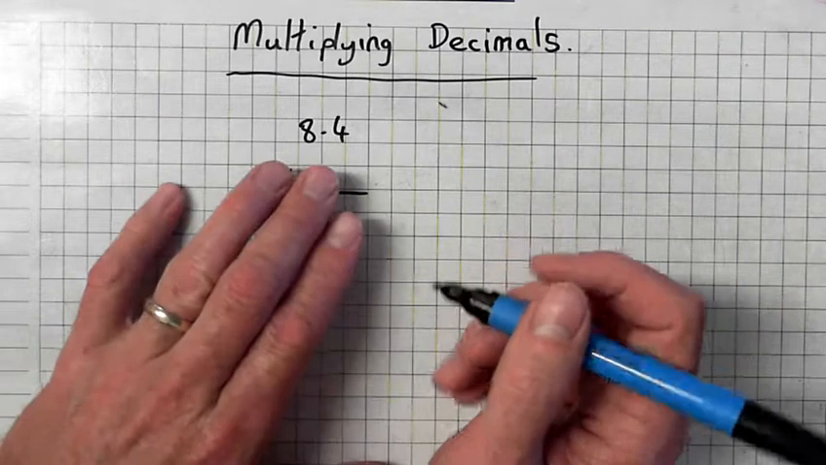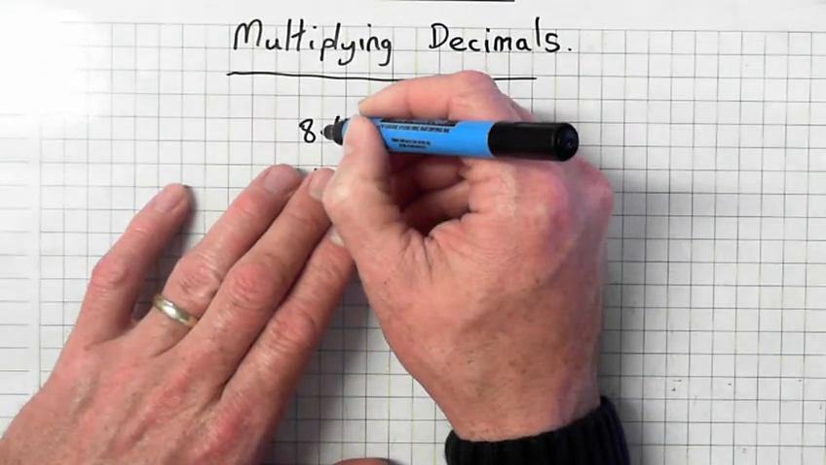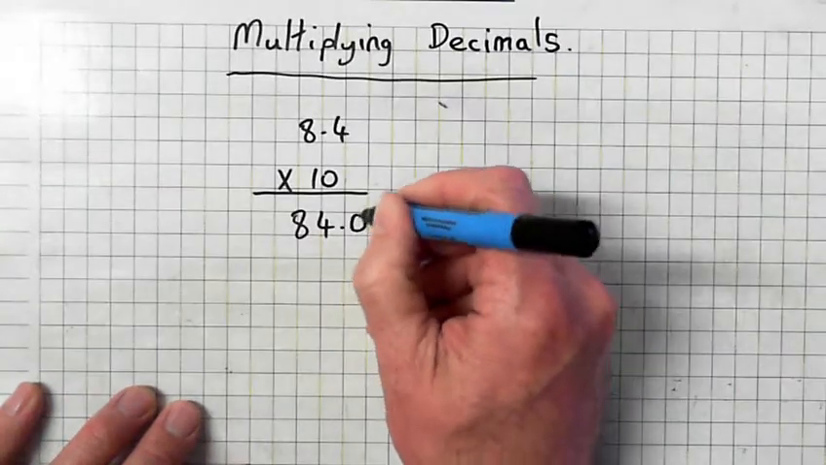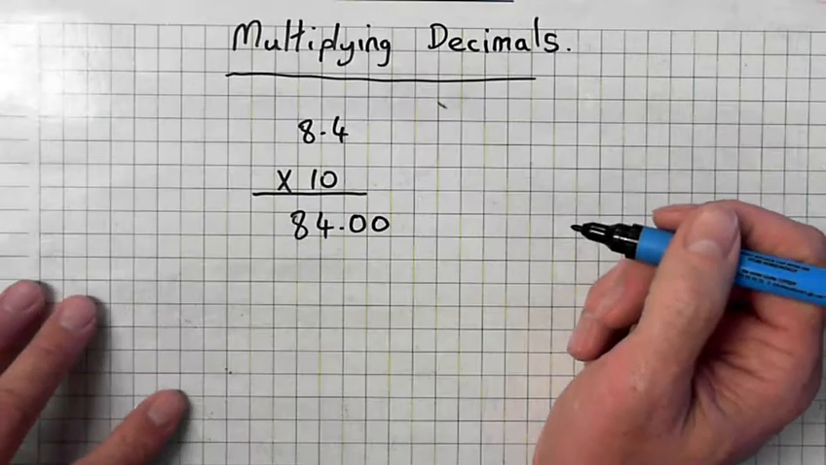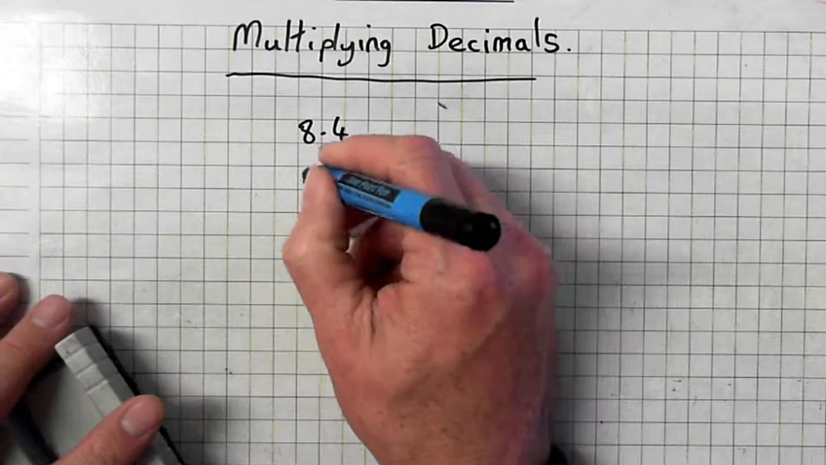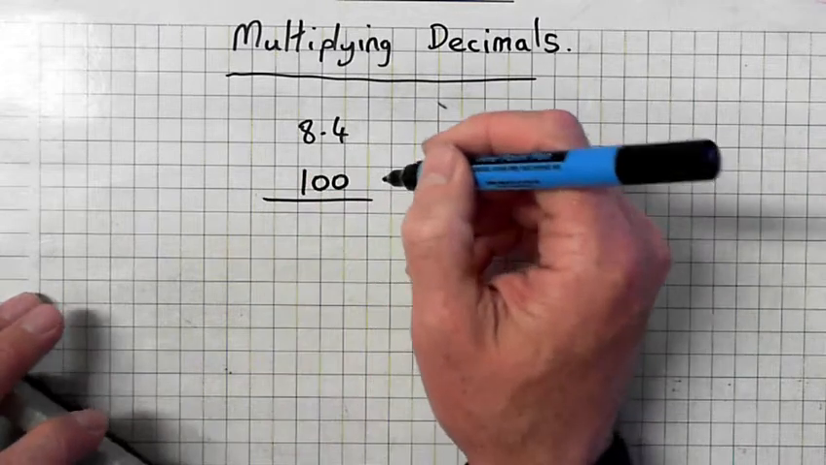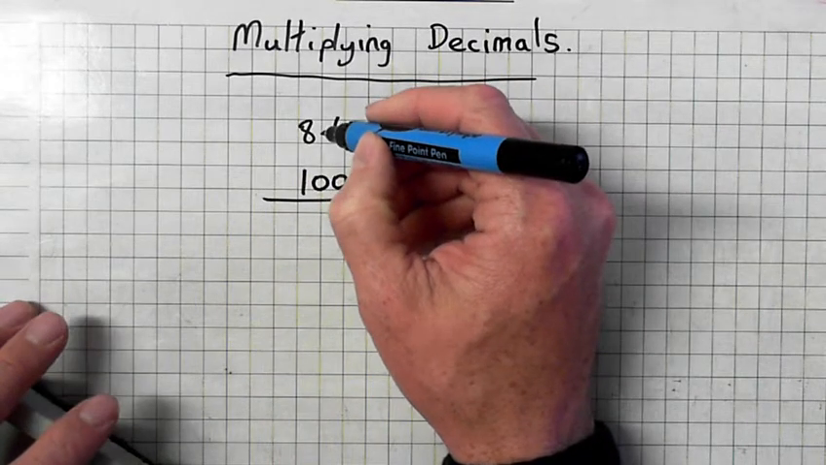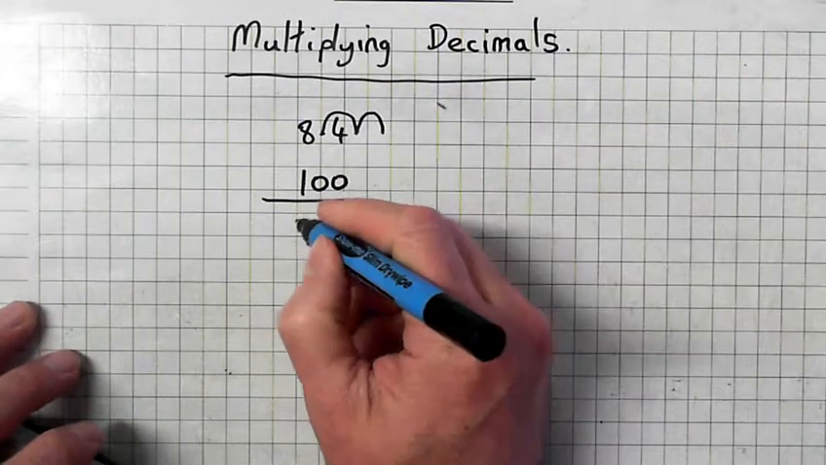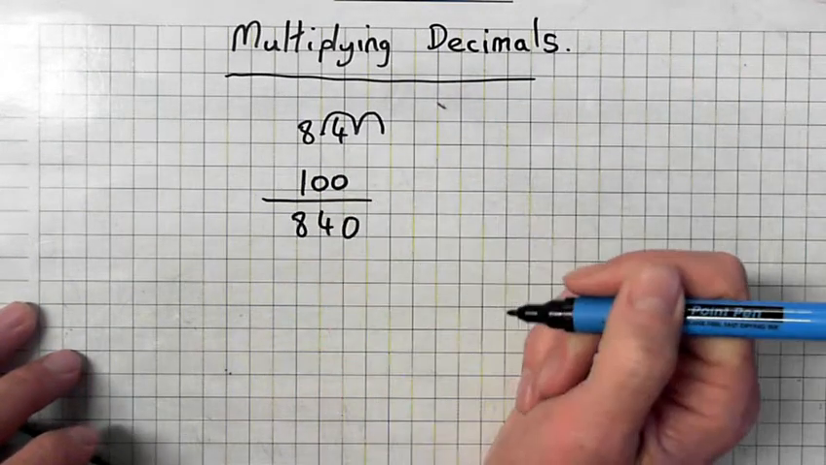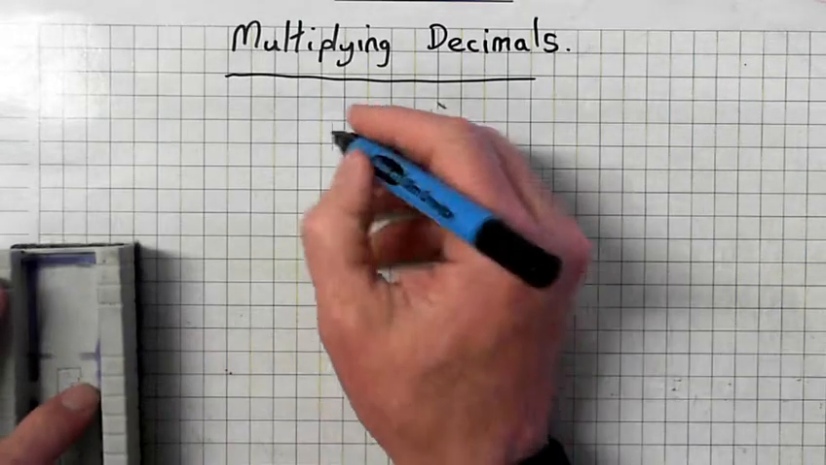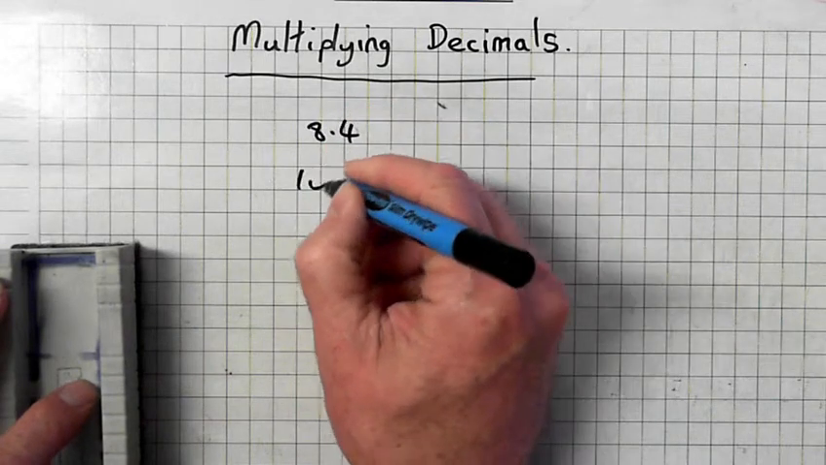If I'm multiplying by 10, all I really have to do is move the decimal point one place to the right. The decimal point has ended up there. 84. What happens if I multiply 84 times 100? I move the decimal point 2 places. 1, 2. So what's my answer going to be? 840.